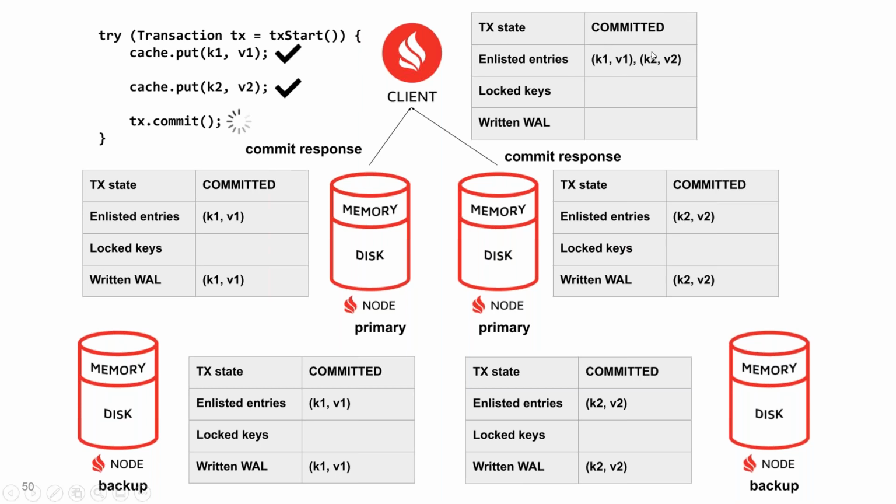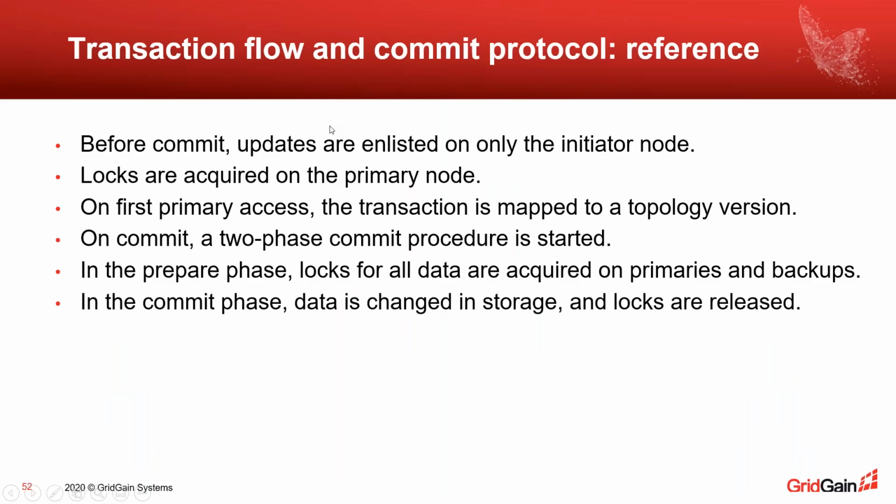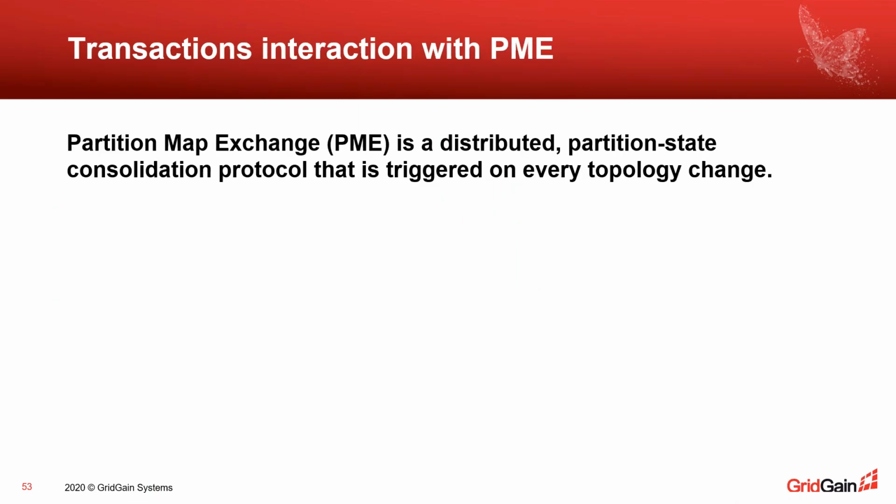Transaction state on client turns into committed state, as well as on all other participants. And only after this, this call, which is executed by thread on client node, is unblocked. So commit returns control to the thread that has called it only after transaction was committed on the whole set of participant nodes. That's it. Here's the reference of what I just explained. You may check it after the presentation if you want.